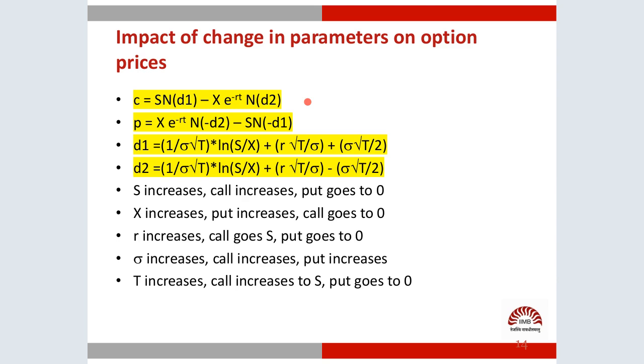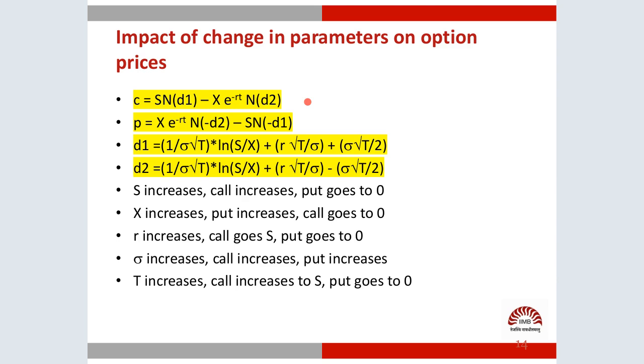But one small thing, now you have to be careful. What is N of D2 multiplied by X e to the power of minus RT? R has gone to plus infinity, which means e to the power of minus RT has gone to e to the power of minus infinity. And e to the power of minus infinity is by definition 0. So basically the second term becomes 0. So the call price then goes to S. And as you can see, as R increases, the price of the call increases, and the maximum value it can go to is S.